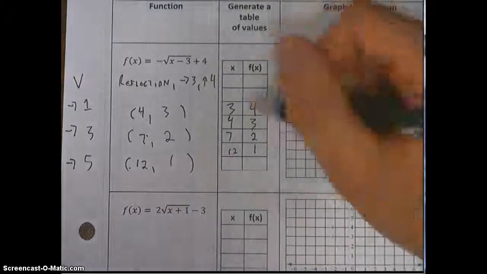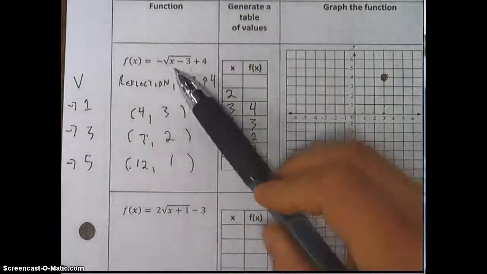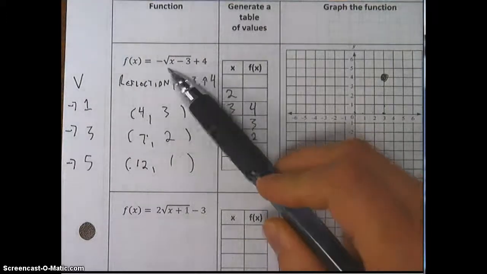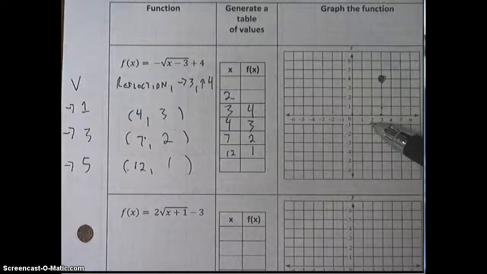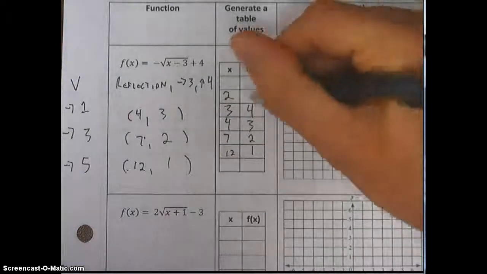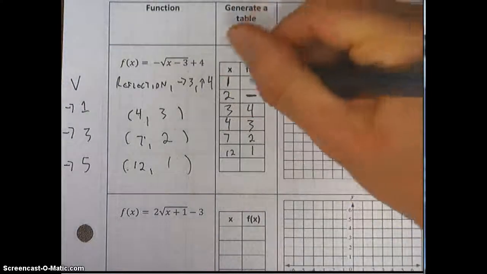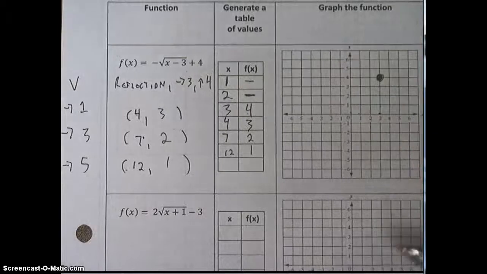Just for fun, let's try the 2 right here. 2 minus 3 is negative 1. The square root of negative 1 is i. You can't plot an i on an XY axis. So we put a little dash there because we can't graph it. In fact, any point over here would be a dash. So all the points to the left of this 3, 4 are ungraphable.